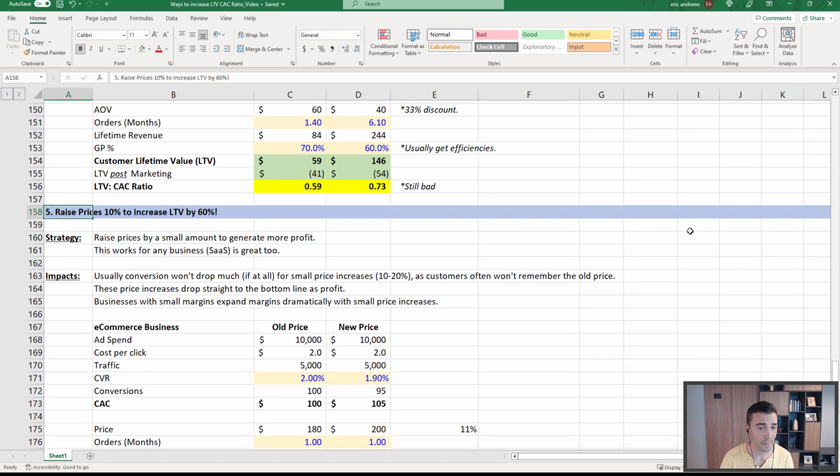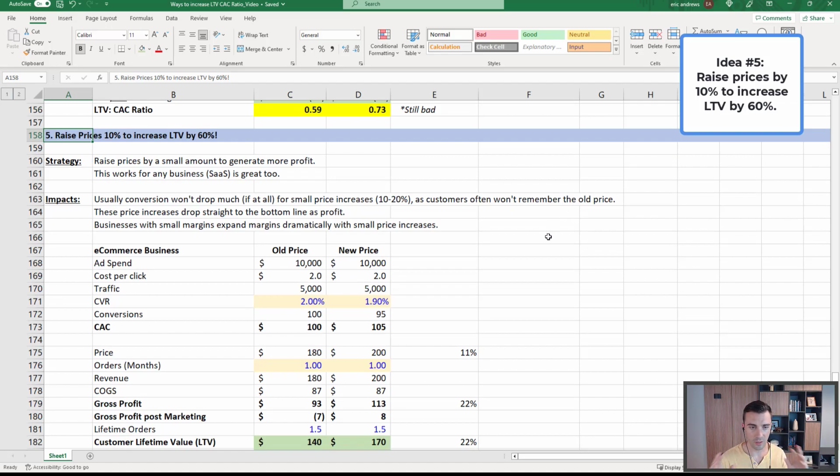Okay, so finally, raising prices. People don't really realize, but very small price increases can make your customer lifetime value post-marketing explode. And it's not very intuitive, so I want to explain the math and why you should think about doing it. So raising prices, the strategy is to raise prices by a small amount to generate more profit. We're going to look at an e-commerce business, but this works with any business. SaaS businesses, this works maybe even better because there's so much recurring revenue. So we're saying raise prices 10%.